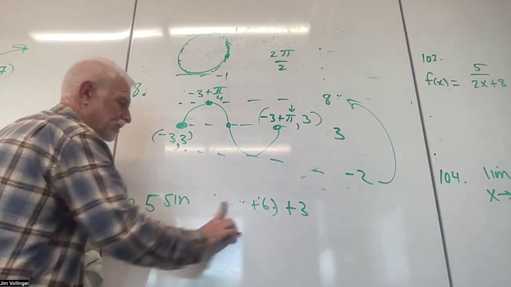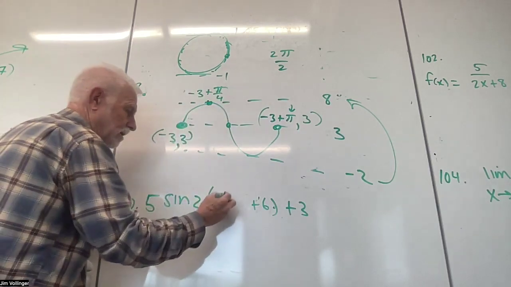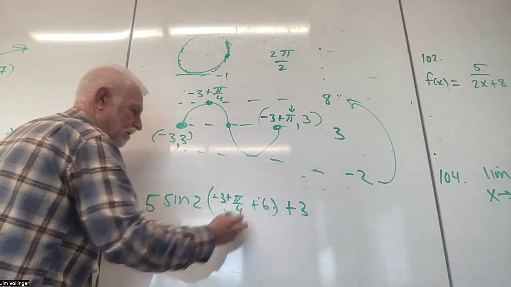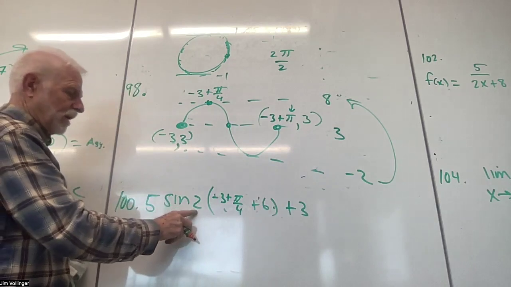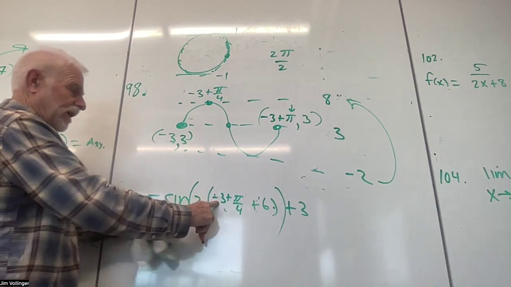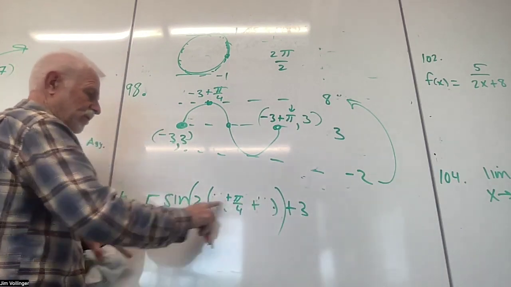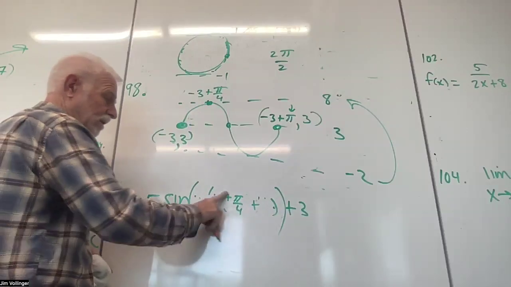Let's do 2 times our answer. Our answer is -3 plus pi over 4. What happens when you multiply by 2? That should be parentheses here and here. 2 times -3 is -6. -6 cancels with +6. 2 times pi over 4 is pi over 2.